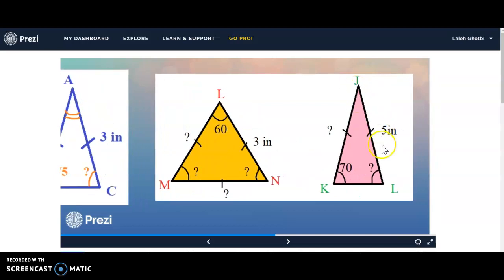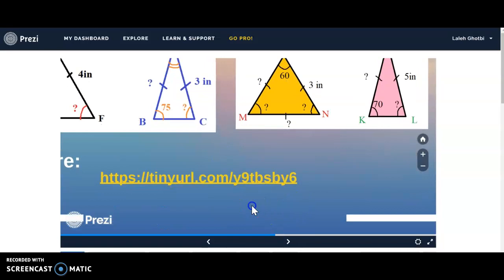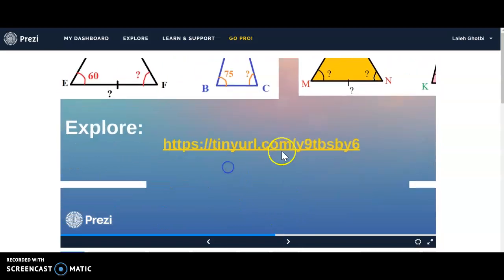This is an isosceles triangle. If this side is 5 inches, the other side is 5 inches. If this angle is 70 degrees, the other angle is 70 degrees. Perfect.